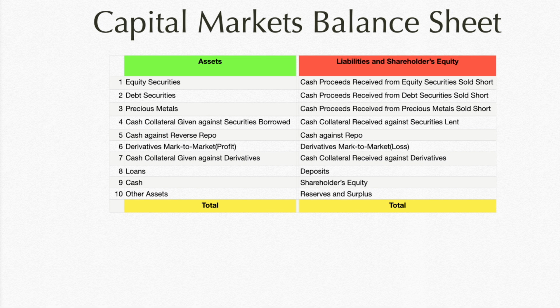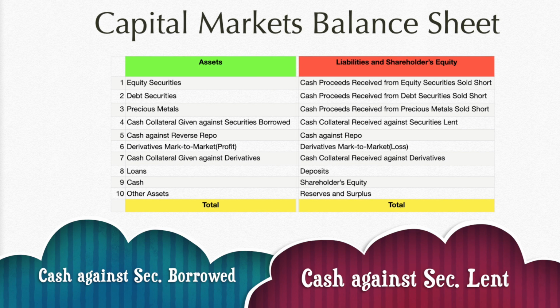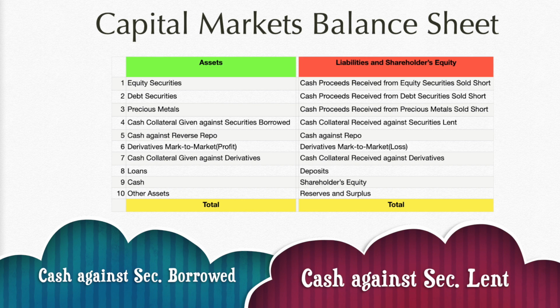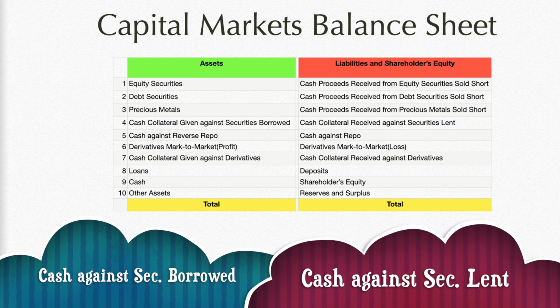Let's now talk about row 4, cash collateral given against securities borrowed. If the bank borrows a security because it needs it for one of its clients, it will have to post a cash collateral against this security. That cash posted is expected to be received back at a later date when the bank will return the security. Hence, the cash posted shows up as an asset on the bank's balance sheet. The security borrowed will be an off-balance sheet item and not show up on the balance sheet.